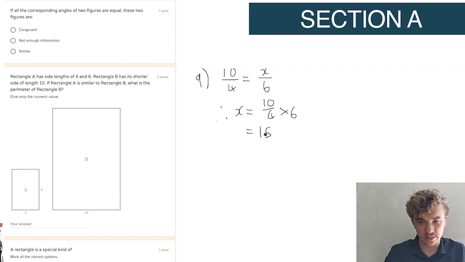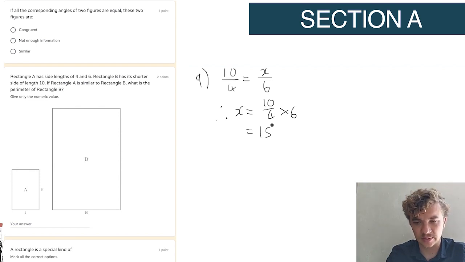Let's see if they gave us a unit. No. So then the missing side of B, the longer side, is 15 units. But that's not what they asked. They didn't ask us for the longer side, they asked us for the perimeter.